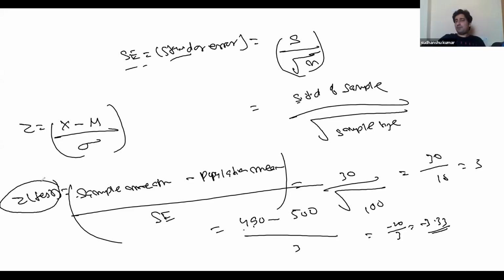So we perform a Z test, which is sample mean minus population mean divided by standard error. The standard error is the sample standard deviation divided by the root of the sample size. Fine. So we performed the Z test, and the value is minus 3.33. Now, how will I make a decision on whether I should buy this printer or not? This is the decision I have to make.